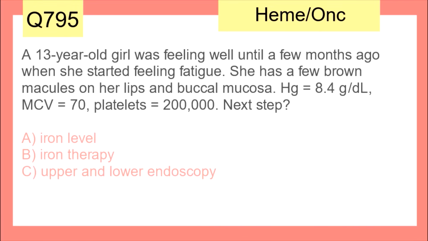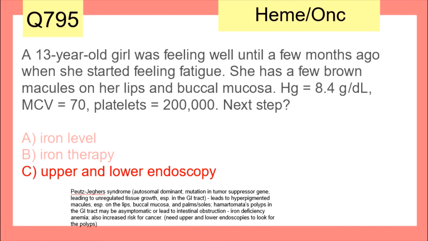795, a 13-year-old girl was feeling well until a few months ago when she started feeling fatigue. She has a few brown macules on her lips and buccal mucosa. What's the next step? We want to get an upper and lower endoscopy because this is Peutz-Jeghers syndrome, I think that's how you pronounce it. It's autosomal dominant.